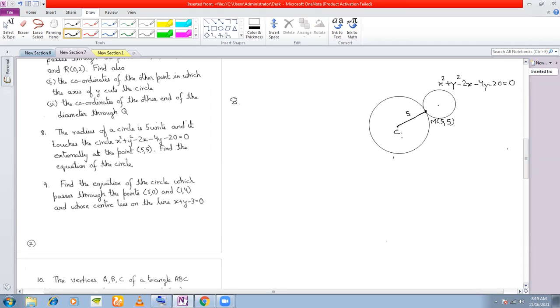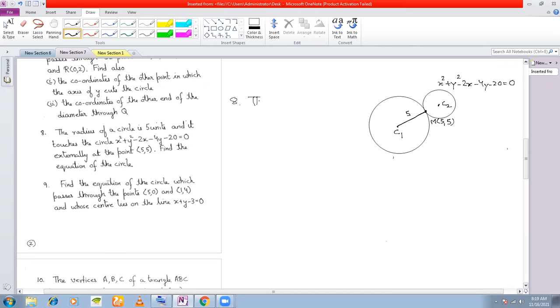Let's call this center C1 and this center C2. So you have to find out the equation of the circle with center C1. That is the entire question. Now see, since the equation of the circle with center C2 is given, we can find out the coordinates of the center and also the radius, right?